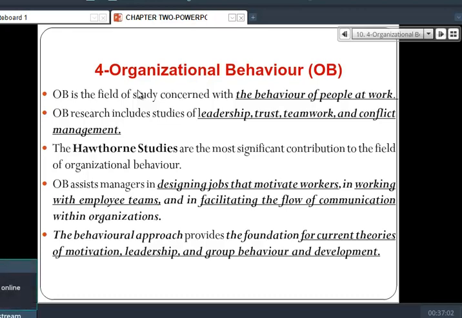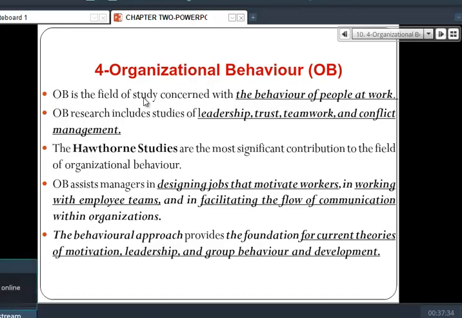The Hawthorne studies are the most significant contribution to the field of organizational behavior. Organizational behavior assists managers in designing jobs that motivate workers, in working with employee teams, and in facilitating the flow of communication within the organization.